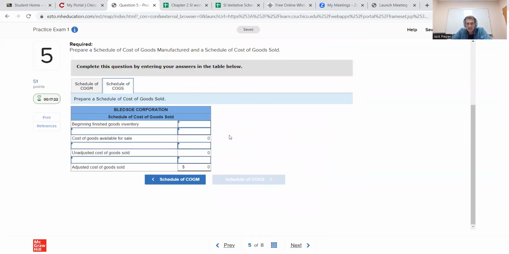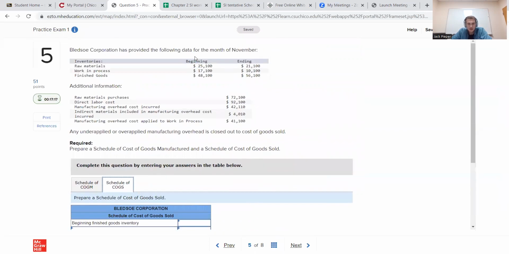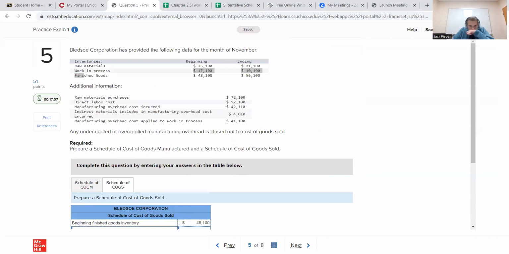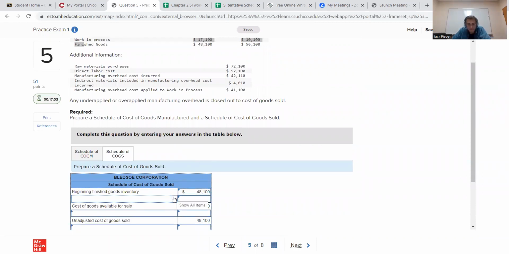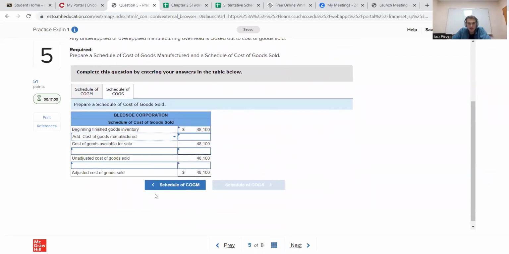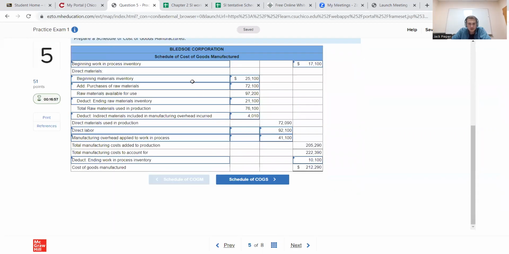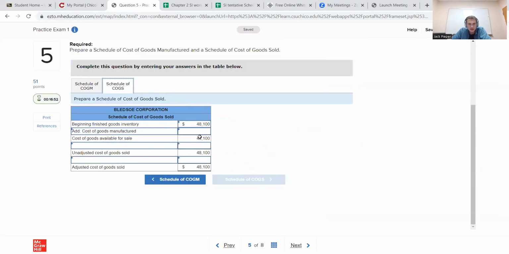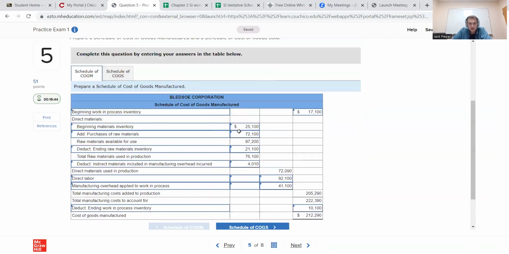All right. This is the same thing. The schedule is the same thing, except this is for finished goods. So no more work in process. Hello, finished goods. So the beginning finished goods inventory was 48,100. So we're going to do our beginning plus our cost of goods manufactured, which we had over here, 212,290.